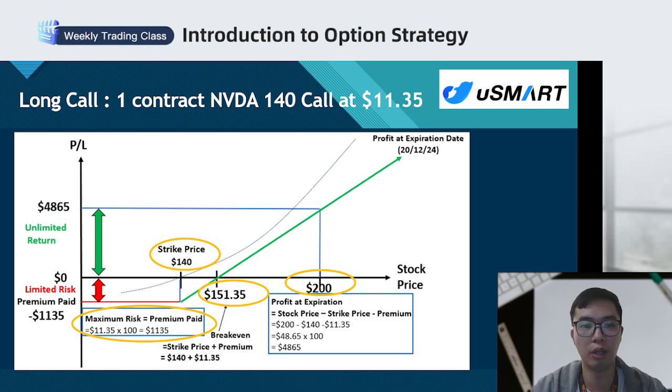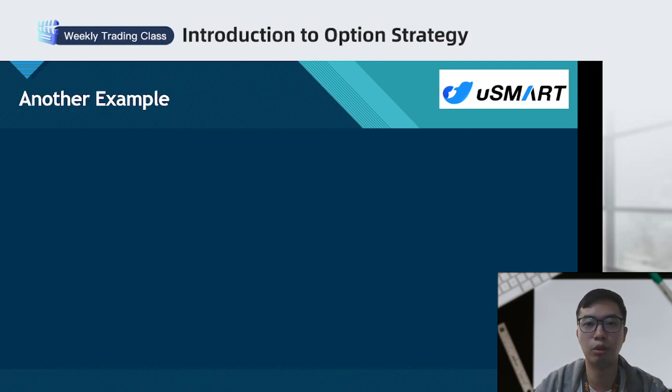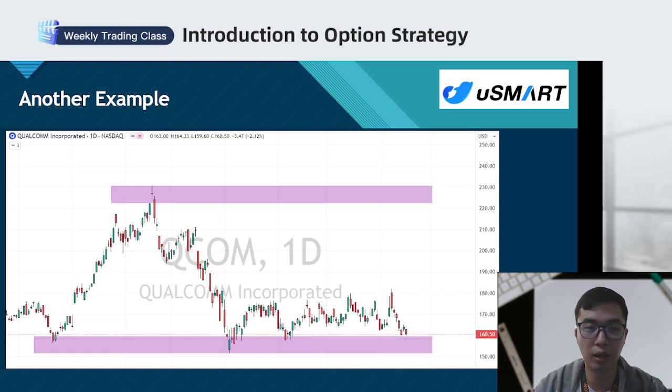So if Nvidia can go up even further before the expiry date, the profit is unlimited, the sky is the limit. So we say unlimited returns. Alright, so this is an example of how we long a call using uSMART. And then I will give another example of how we choose a stock and how we trade it. This is the first example, and next I will show you another example which I found.